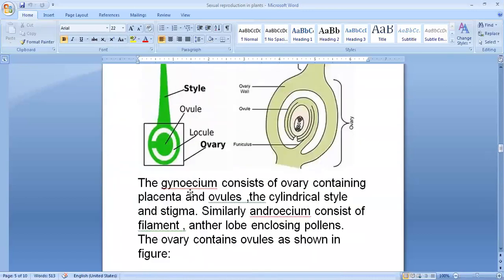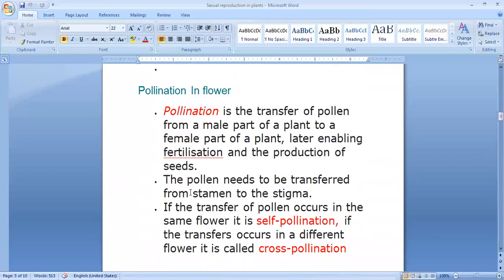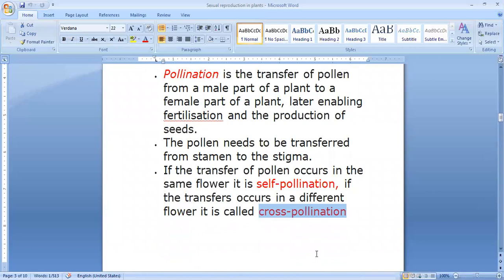Now let us see what is pollination. Pollination means the transfer of pollen grain from male part towards the female part, that is towards the stigma. That is from anther, the pollen grain will move towards the stigma of the female, and this is called as pollination. Pollination can be self-pollination or cross-pollination. So there are two types of pollination. One is known as self, another one is known as cross-pollination.